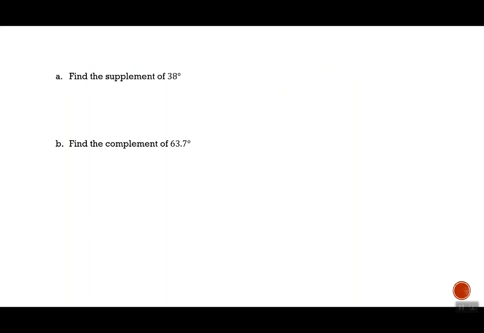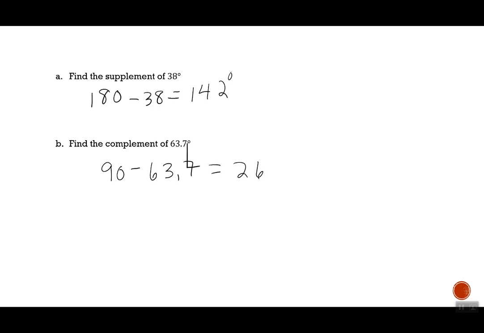Let's find the supplement of 38 degrees. So first thing I'm thinking about is supplement says I'm talking about 180, and I want to subtract 38. So 180 minus 38 gives me 142. Again, put the degree up there so we know we're talking about angles. Similar to that, I look at the complement of 63.7. Complement tells me immediately, let's start with 90, then let's write minus 63.7. And that gives me 26.3.